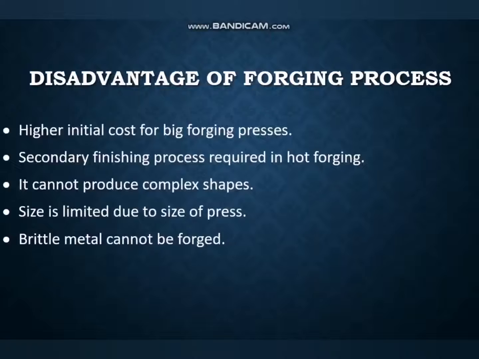The disadvantages of the forging process: high initial cost for a big forging process. A secondary finishing process is required in hot forging. It cannot produce complex shapes. Size is limited due to the size of the press. Brittle metal cannot be forged.